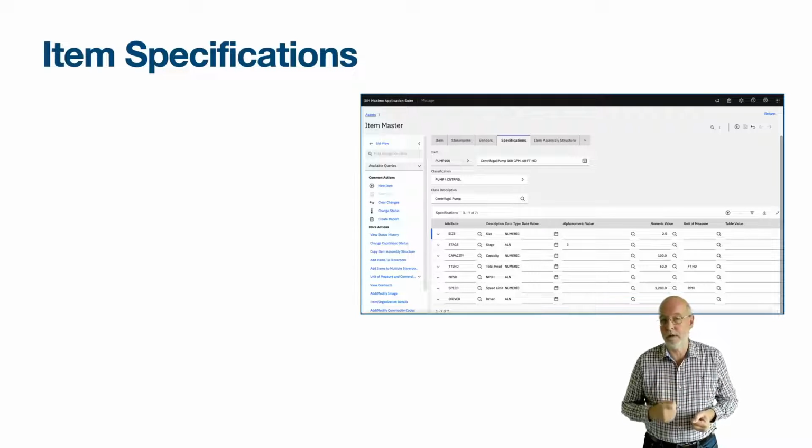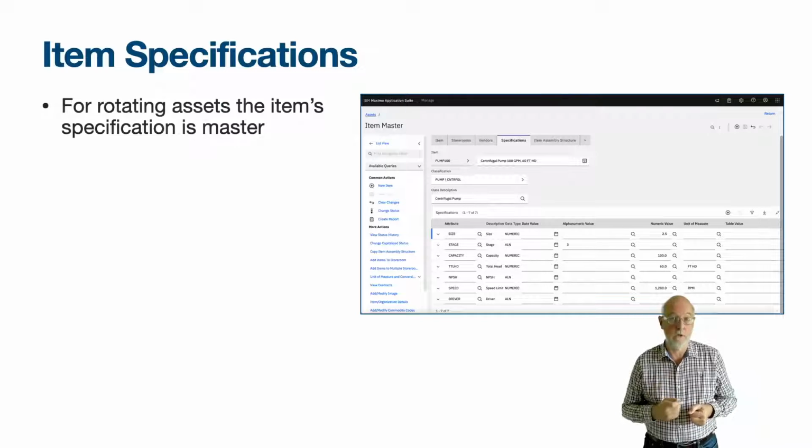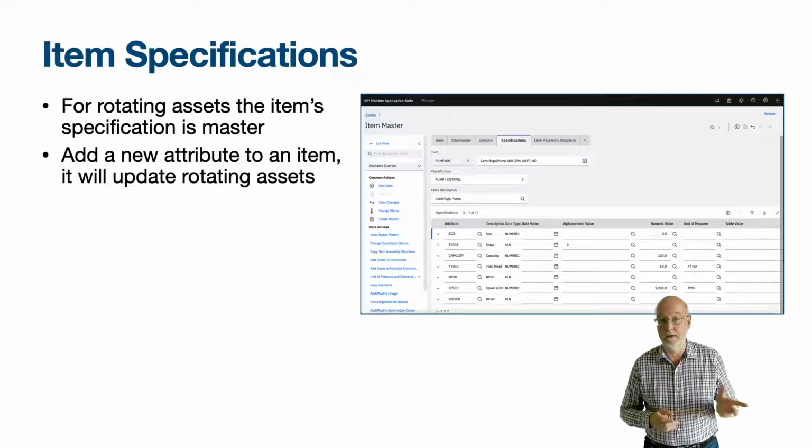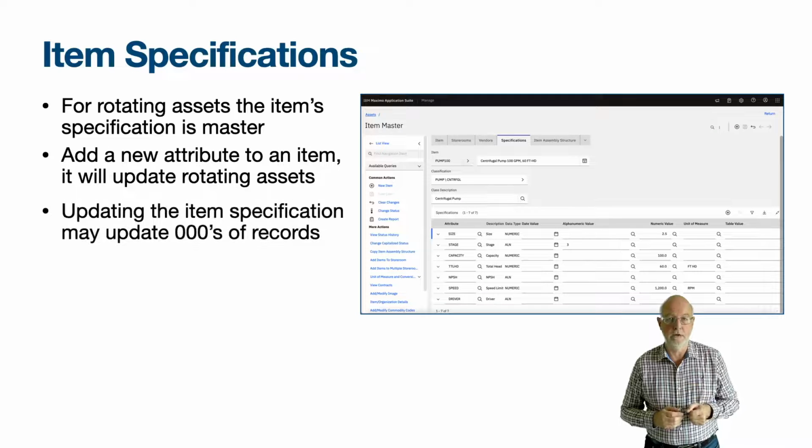If you update the value for an attribute in the item specification, then any assets or locations linked to the item through the rotating item field will also be updated. The Item Master record drives changes through to the assets and locations that are linked to it. This will also be the case if you add a new attribute to the item specification. It will be added to the associated locations and assets. This might take a while if there are many assets and locations linked to the rotating item, so do have some patience.